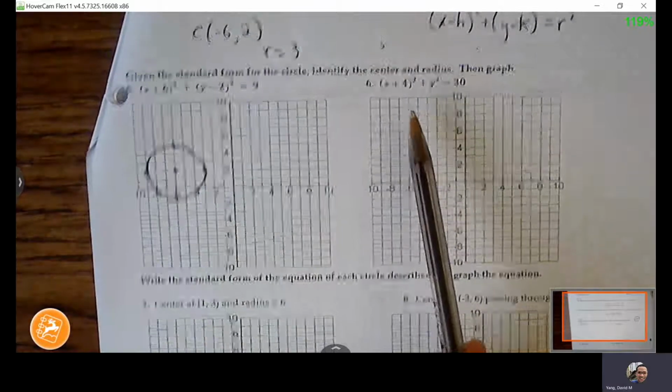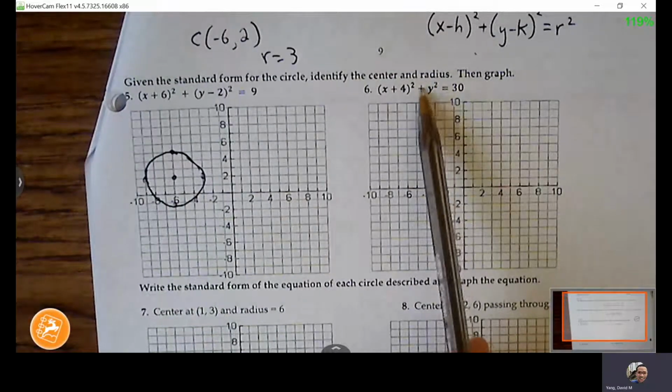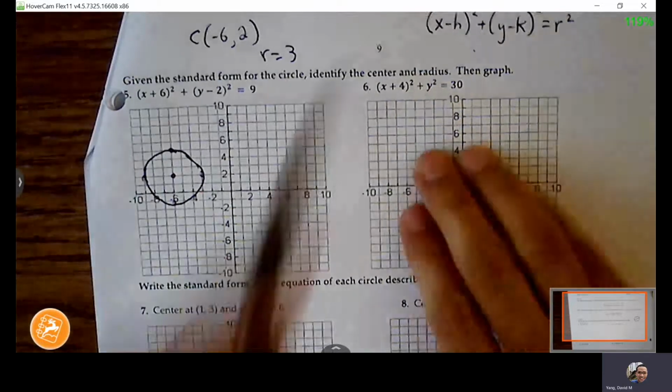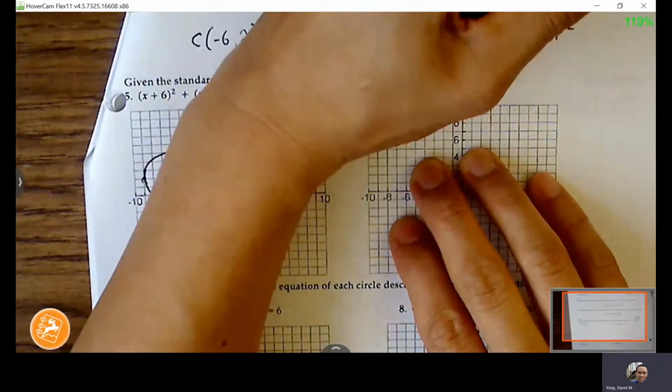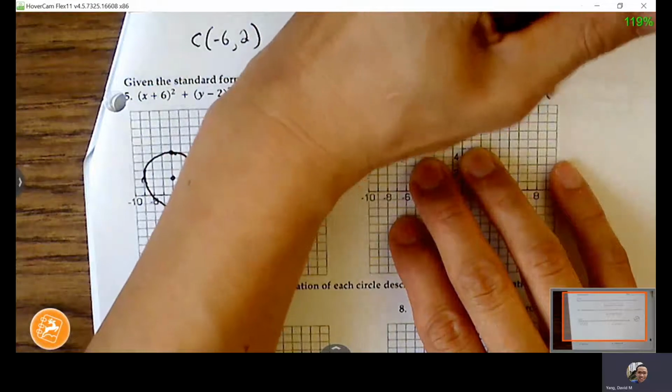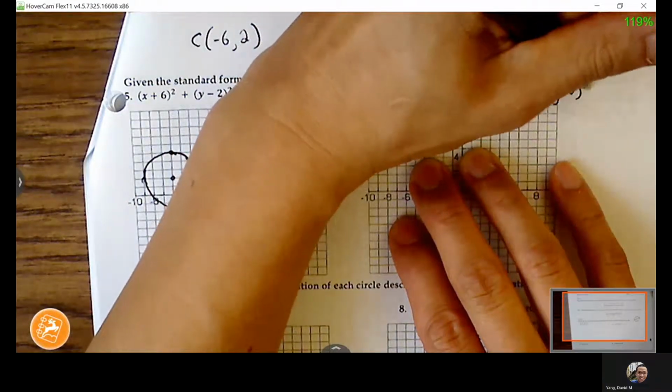Okay, number 6, we don't see a parentheses with the y, but technically we can think of this as hiding what number here? 0, yeah. So if you want to write it in standard form with parentheses and the 0, you can, but you can also just understand that there's a hidden understood 0 there.